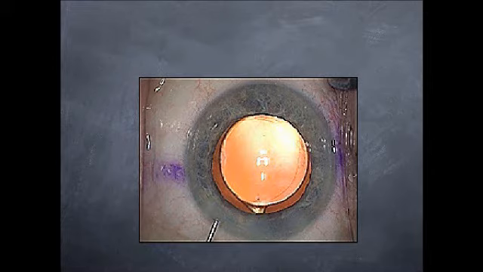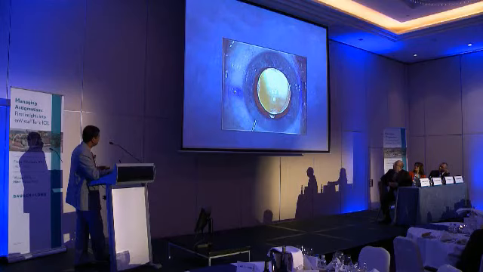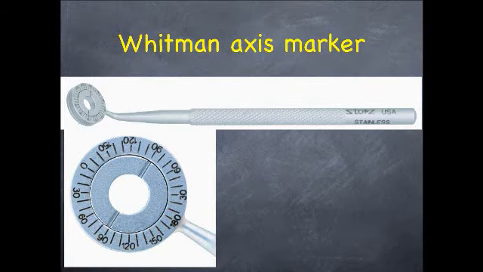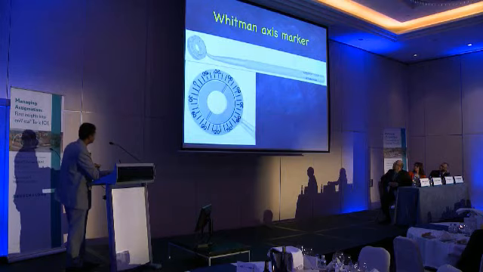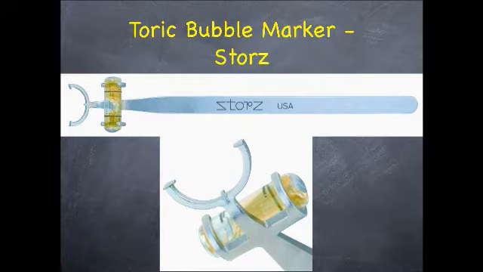Once again, you want to try to eliminate these kinds of general marks. You want a much more aligned mark. And there are several axis markers currently available in the market. Just to give you an example, this is the Whitman axis marker. At the back of this, you can mark with a marking pen and align the axis, and then you imprint this on the cornea, and it leaves a toric mark. And there's another, STARS makes a toric bubble marker, which once again eliminates any misalignment while you're marking while the patient is sitting up. This bubble helps you to keep the instrument straight and level to avoid any parallax error.